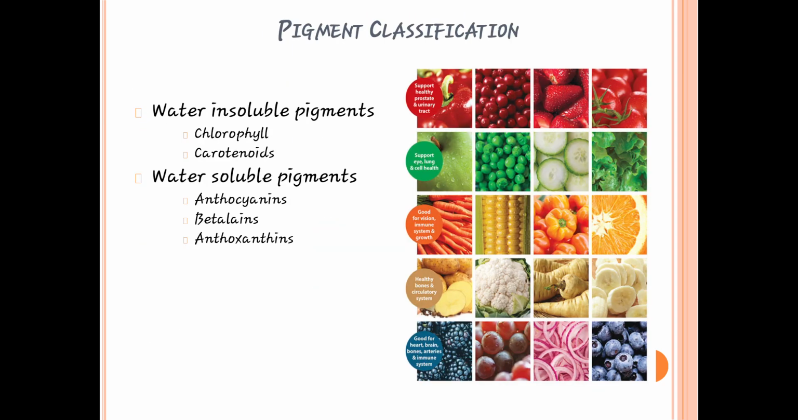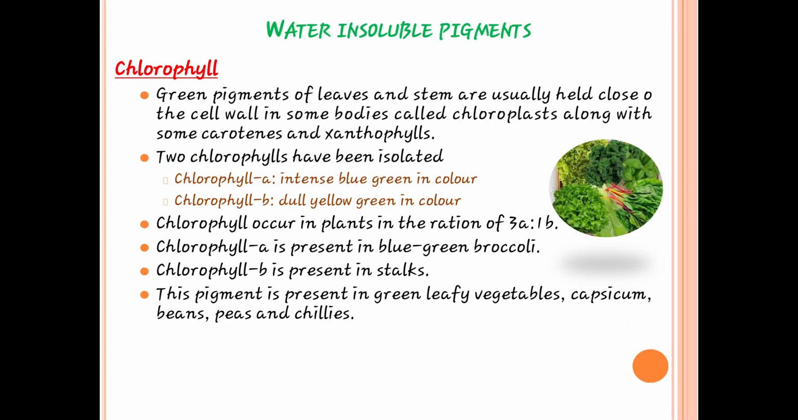Next we are going to see pigment classification. Vegetable pigments are classified based on their solubility in water. The vegetable pigments can be classified into two types. One is water insoluble pigment and the second is water soluble pigment. Water insoluble pigments are chlorophyll and carotenoids, whereas water soluble pigments are anthocyanin, betalains and anthoxanthin.